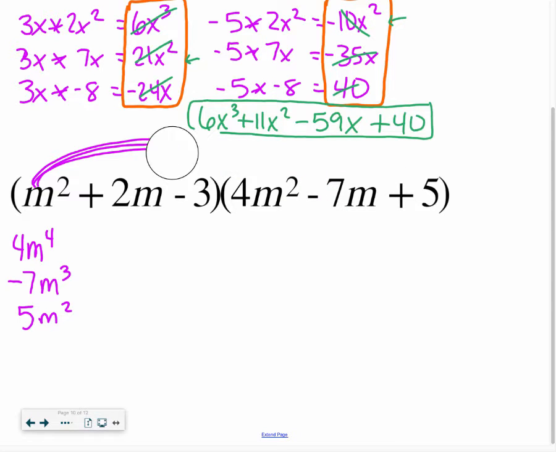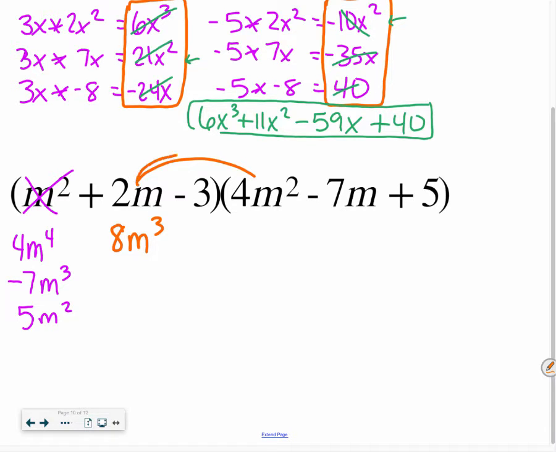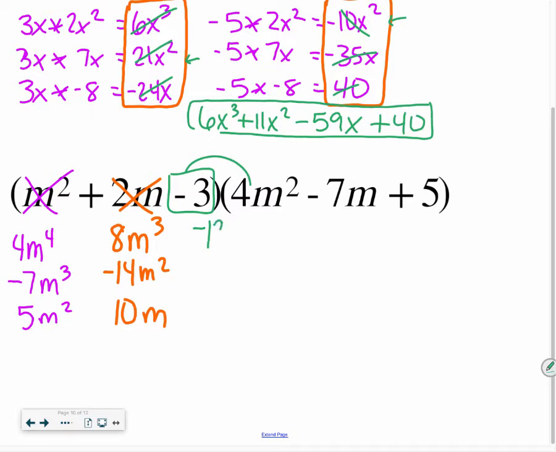Okay, so I'm done with my very first term. Now let's move on to the next one. I have 2m times 4m squared. That is going to give me 8m cubed. 2m times negative 7m, negative 14m squared. 2m times 5 is going to give me 10m. I'm done now with my 2 terms. And I move on to my negative 3. Negative 3 times 4m is going to be negative 12m squared. Negative 3 times negative 7m is going to be a positive 21m. And negative 3 times a positive 5 is going to give me negative 15.